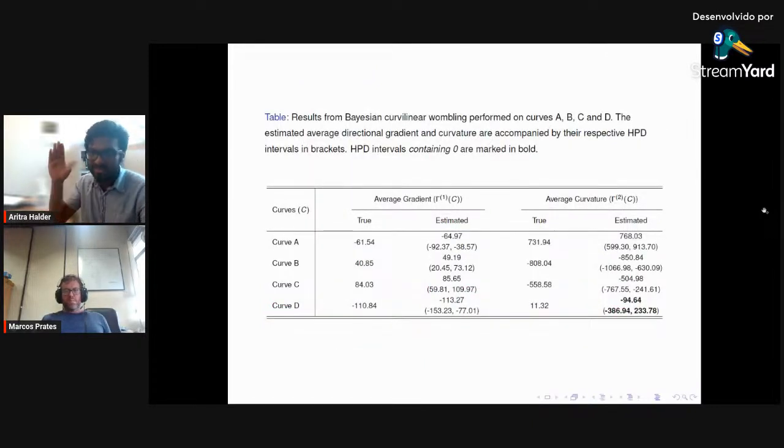Is this a sharper peak? Is this a smaller peak? Or is it really a peak? In case of D, since it was not enclosing peaks, the highest posterior density interval actually included zero, right? But in all of the other cases, it was basically significant, right? And the same thing could be done for curvature as well, right?